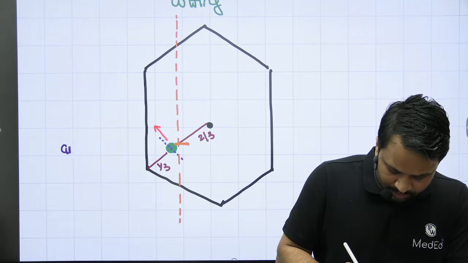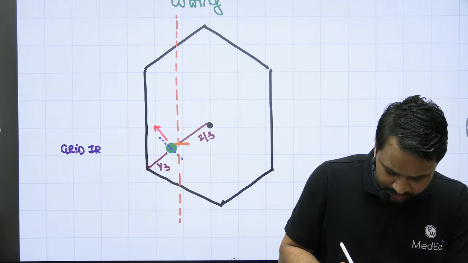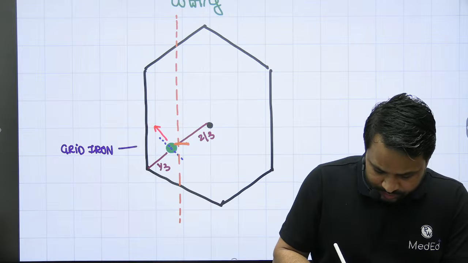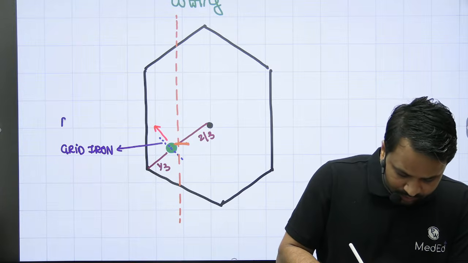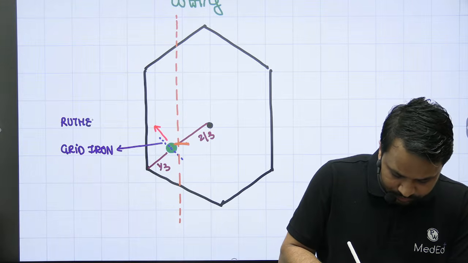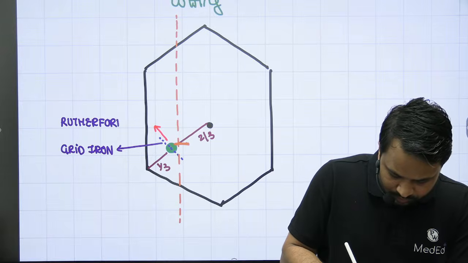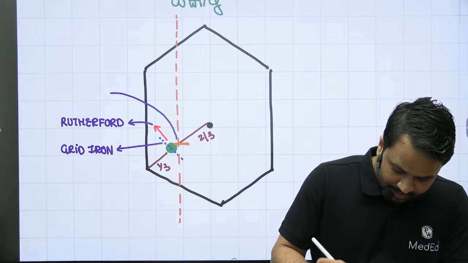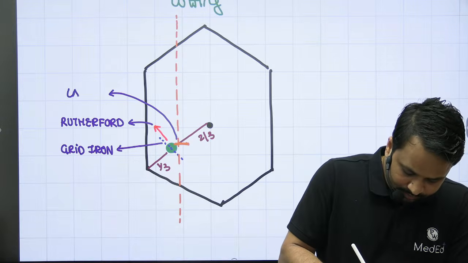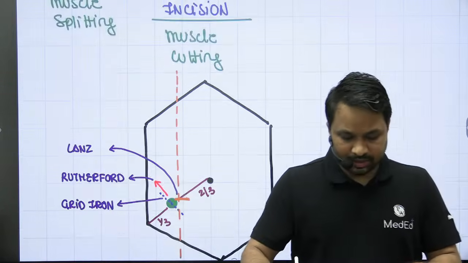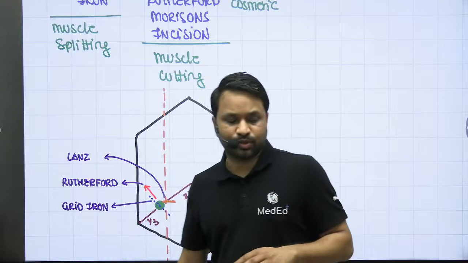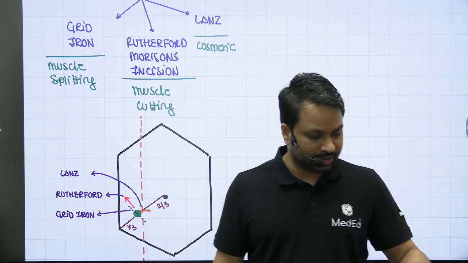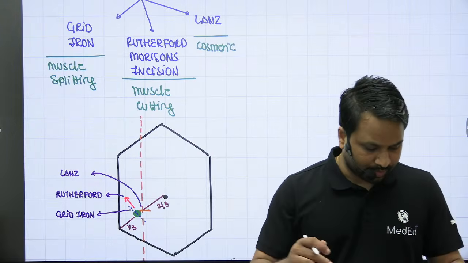Number 1 is your gridiron incision, which is here. Then you have the Rutherford Morison, which is here. And then you have the Lanz incision, which is here. All these 3 are the incisions that you are supposed to keep in mind for your acute appendicitis. For your acute appendicitis. Clear?